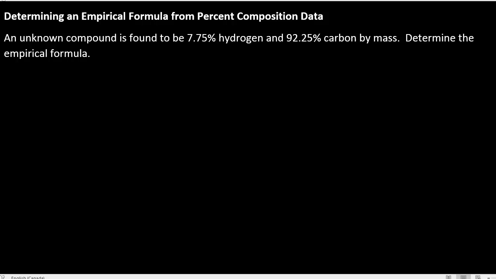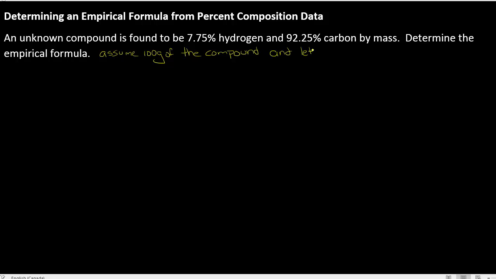Alright, now that we've seen what an empirical formula is, let's see how we can do something practical with it. Often what happens is we're provided percent composition data with some sort of unknown compound, and then we're asked to find out what that compound is. The simplest way to do that is to begin by finding an empirical formula.